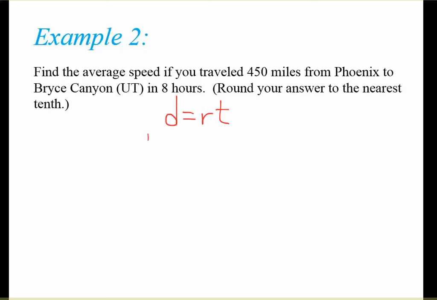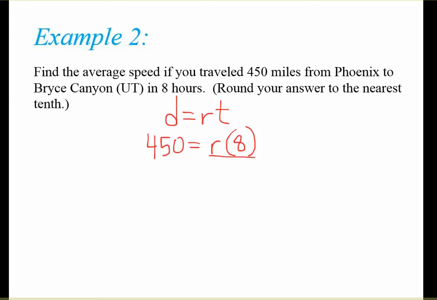So our distance is 450 miles. Okay, now we don't know our rate, we know our time. We know that the time is 8 hours. So R is still left as R. The time is 8 hours. So this time we're going to be solving for R.